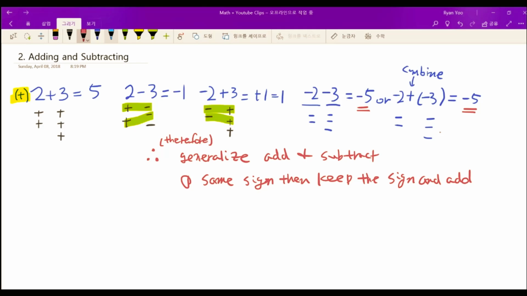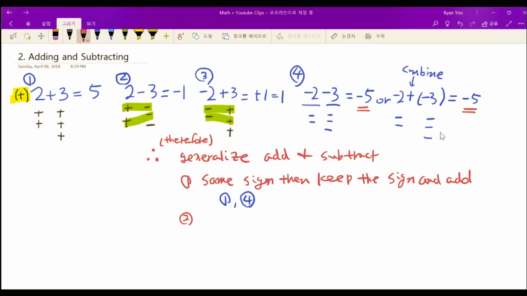These are the example of, let's label this one. So this is scenario 1, scenario 2, scenario 3. This is a scenario 4. So same sign in case of 1 and 4. Then we keep the sign. See, positive 2, positive 3. That's a case of 1. Negative 2, negative 3. That's a case of 4. And you add them and keep the sign.